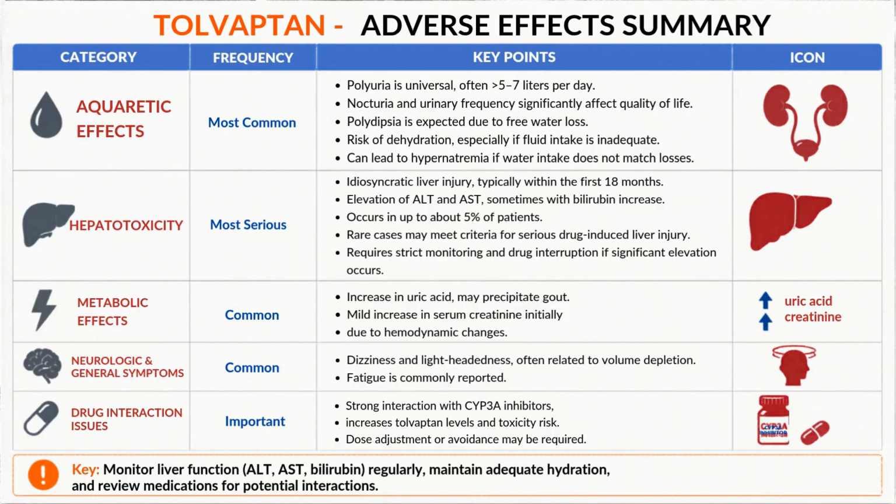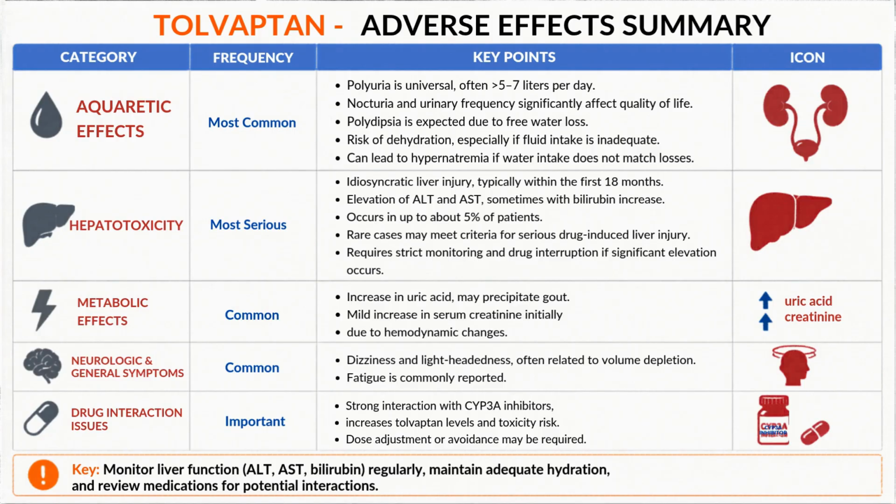Now, moving to the most serious complication, which is hepatotoxicity, tolvaptan can cause idiosyncratic liver injury typically within the first 18 months of therapy. You may see elevation in ALT and AST, sometimes accompanied by an increase in bilirubin. This occurs in up to about 5% of patients. In rare cases, it can progress to clinically significant drug-induced liver injury. That's why strict monitoring is essential, and the drug should be stopped if there is a significant rise in liver enzymes.